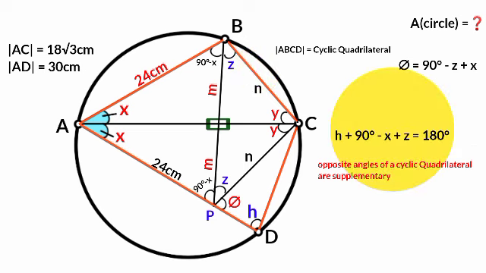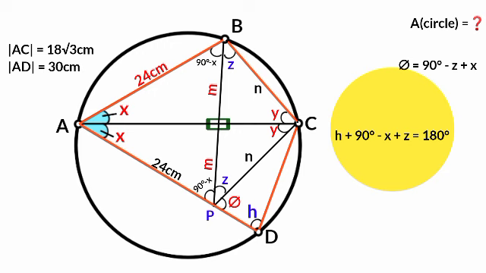So H plus 90 degrees minus x plus z equal to 180 degrees. Take 90 degrees minus x plus z to the right hand side of the equation. So H equal to 180 minus 90 plus x minus z.